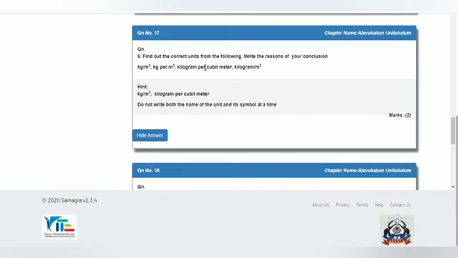Find out the correct units from the following, and the reasons for the conclusion. The correct unit is kilogram per meter cube. Do not write both the name of the unit and the symbol at a time.